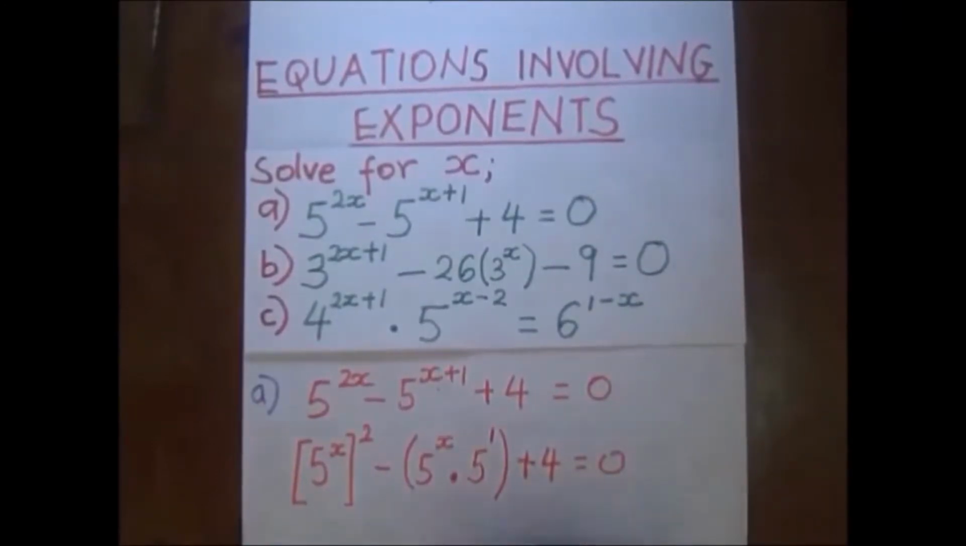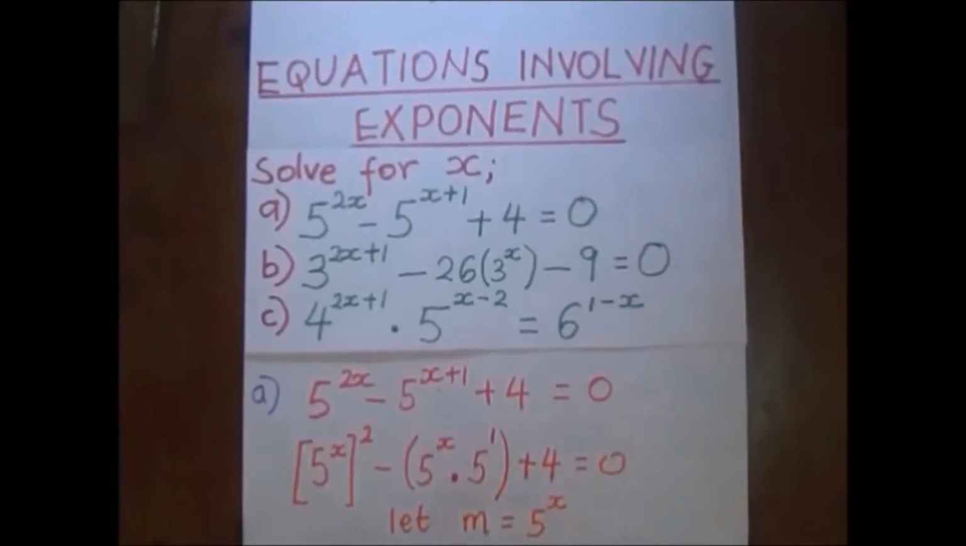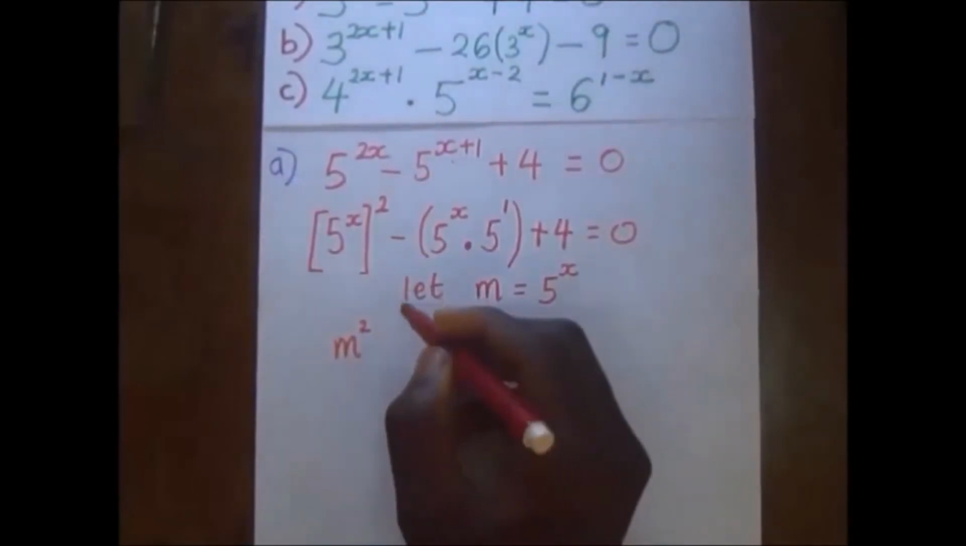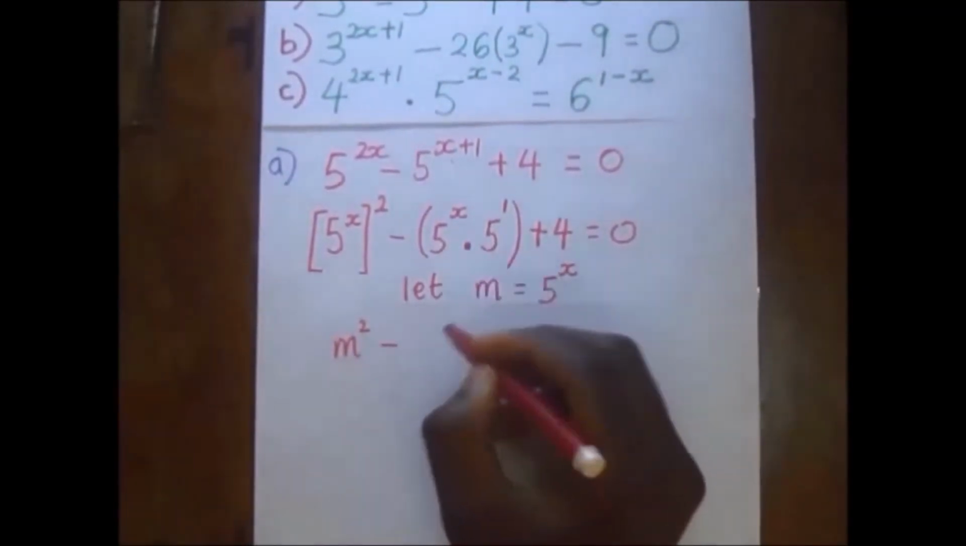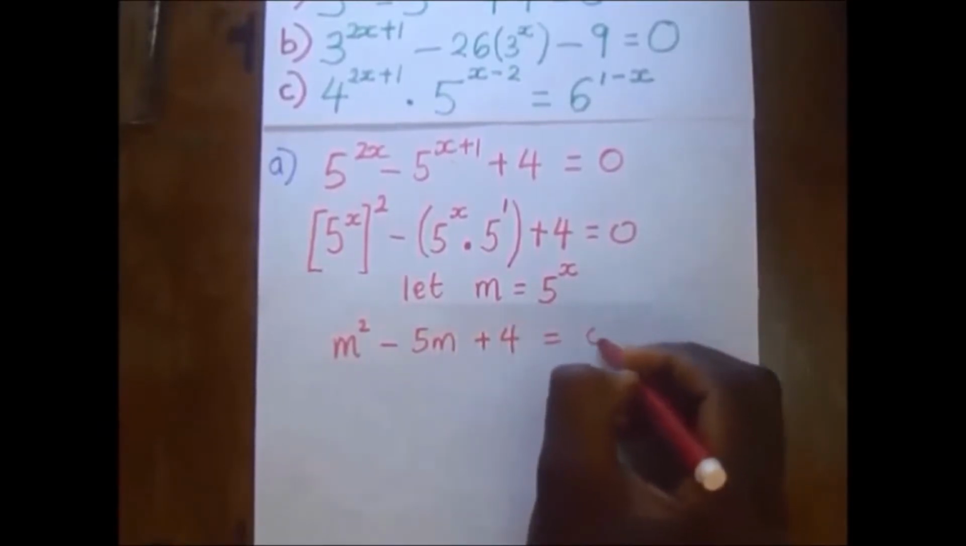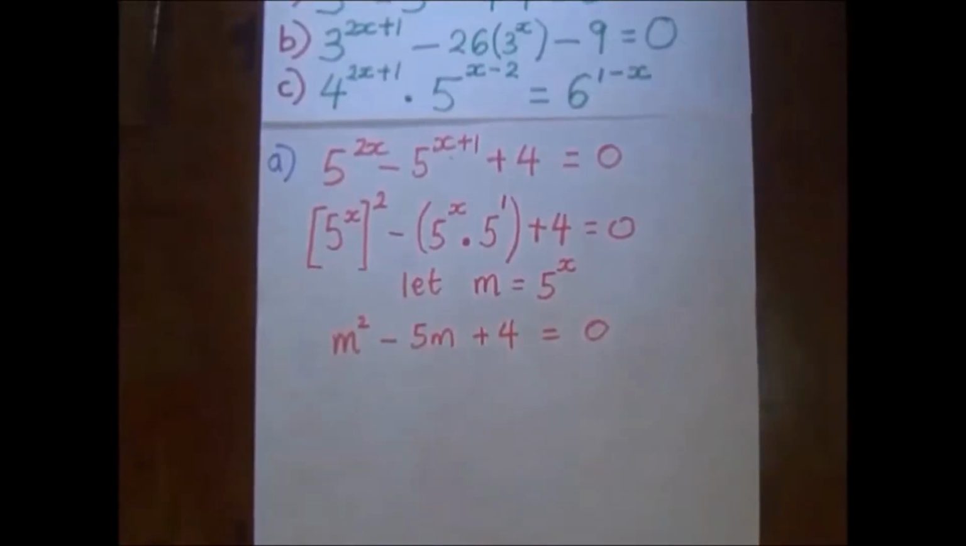So from this we shall say that let m be equal to 5 to the power x, or let 5 to the power x be equal to m. So we substitute for m where there is 5 to the power x here to obtain a simpler expression to handle. So this is going to become m squared minus 5m plus 4 is equal to 0. So there we have formulated a quadratic equation in m.